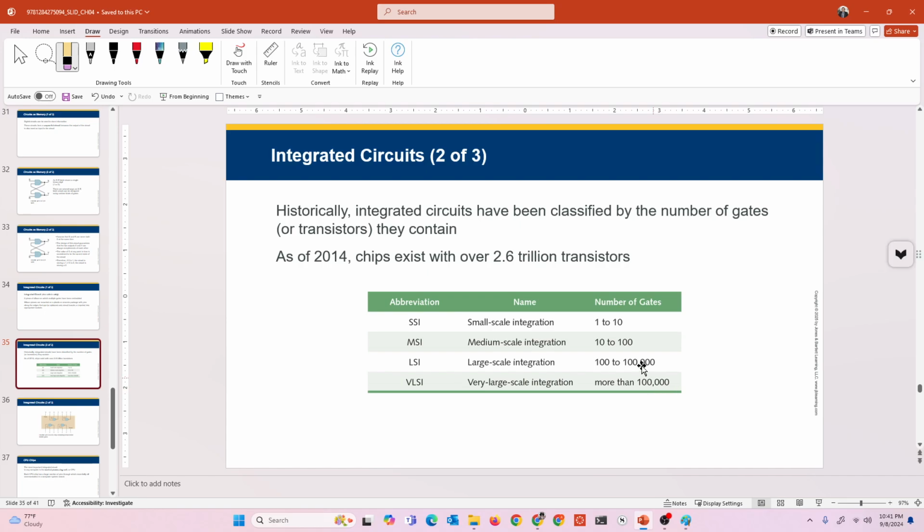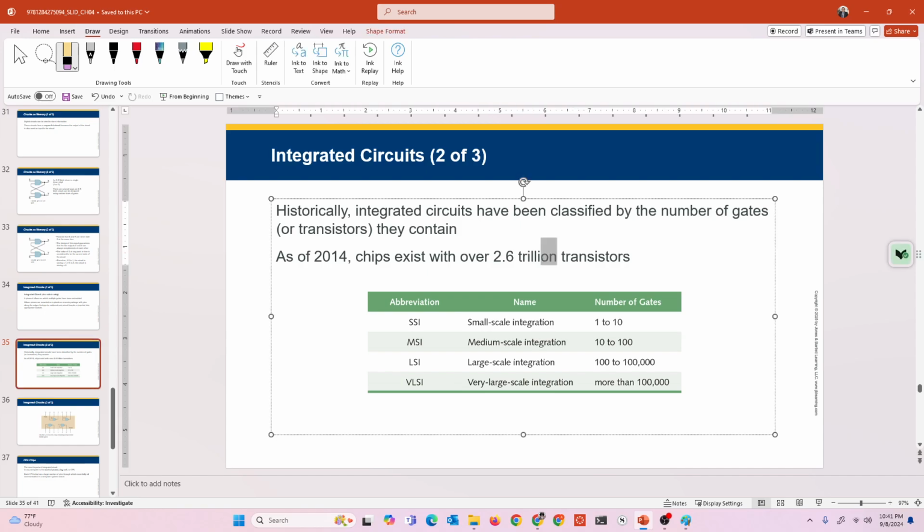And we're talking a lot more than that. Chips exist with over 2.6 trillion transistors. Trillion. The number is phenomenal. This is what we call miniaturization, that allowed us to have chips that can do crazy stuff, very, very small.